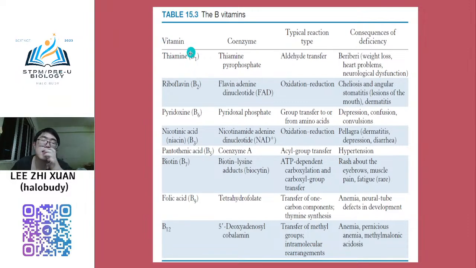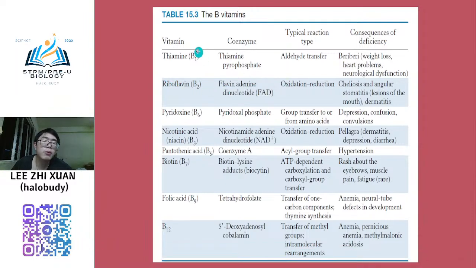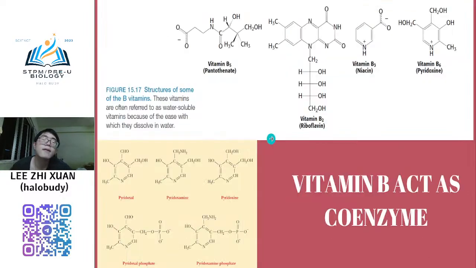So you see here, thiamine, vitamin B1, the coenzyme is thiamine pyrophosphate. Another one, riboflavin, FAD. Another one, nicotinic acid, NAD+, pantothenic acid, coenzyme A. Biotin is biotin-lysine adduct, and then B12, deoxyadenosylcobalamin. So all of this, you just pick the famous ones, like riboflavin, thiamine, nicotinic acid, and also pantothenic acid.